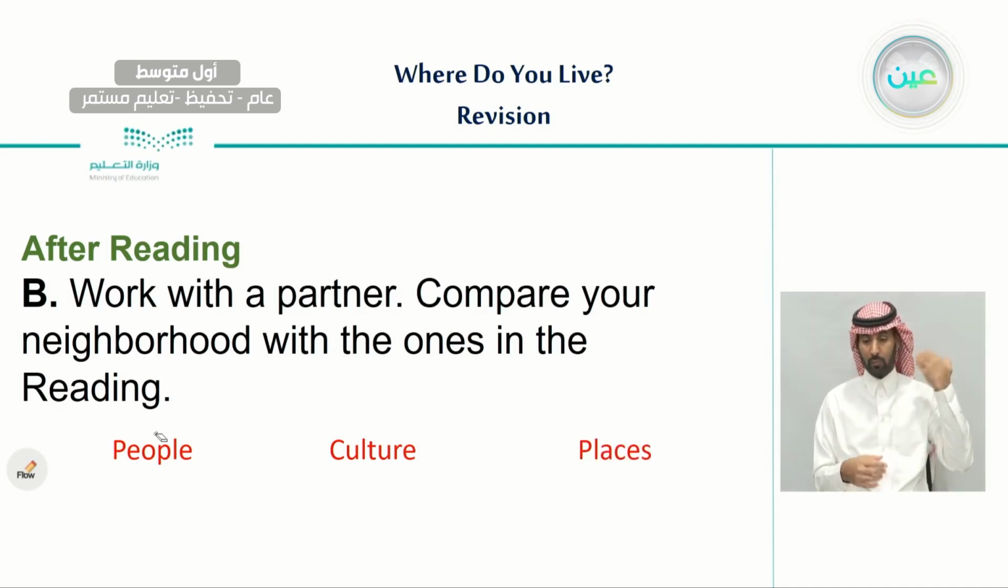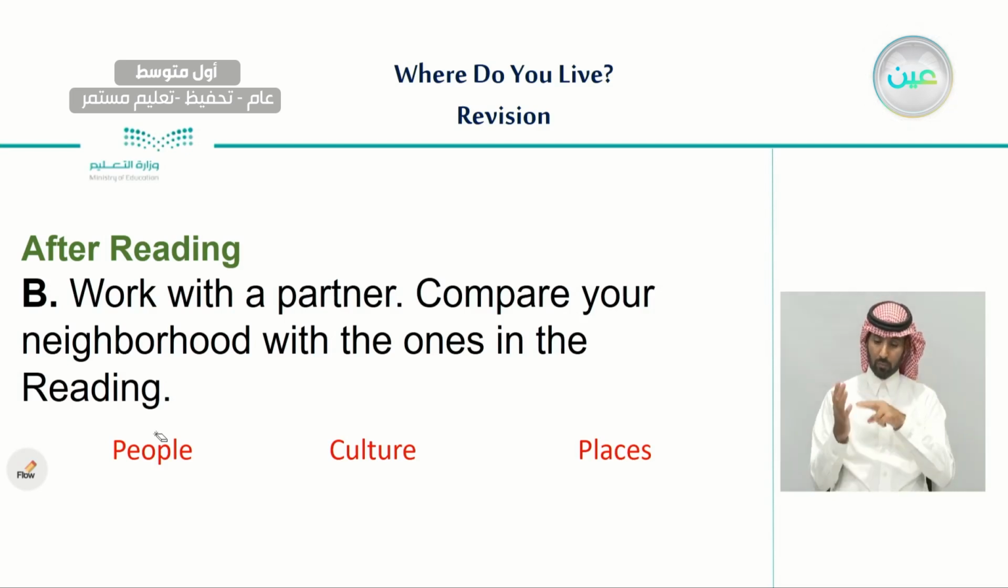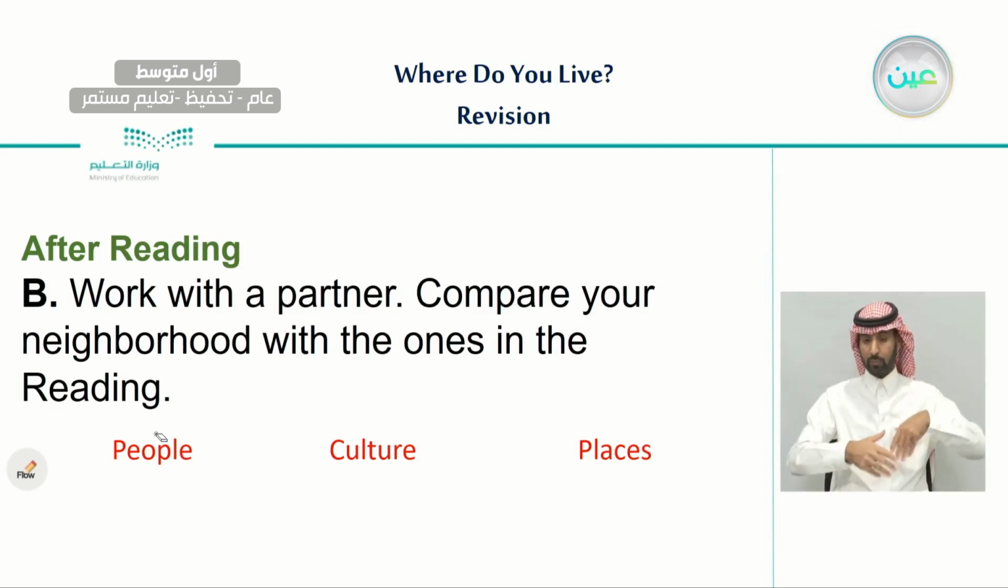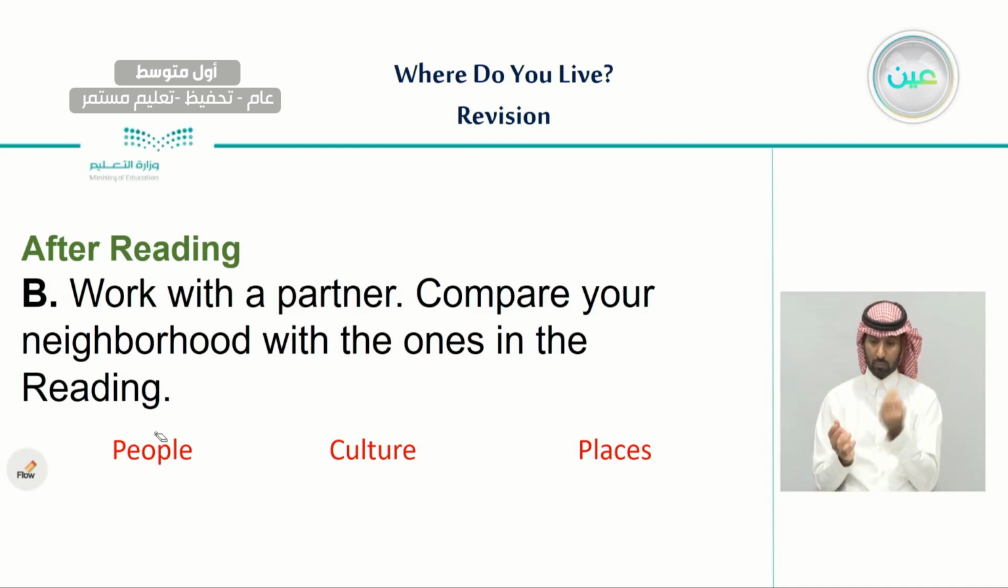And also, we talked about places, and we have read about those 2 neighborhoods, about their places. They said that we have a lake, and we have a park, and we have a museum. So what about your neighborhood? Does your neighborhood have the same thing or not? So this was an interesting exercise we did last time in comparing the places, the culture, the people we have in our neighborhood with the neighborhoods we have read about.